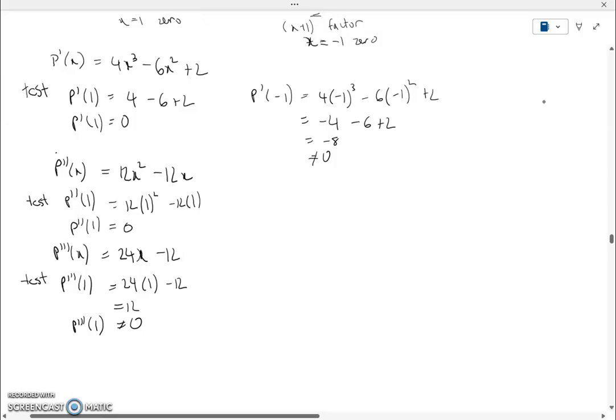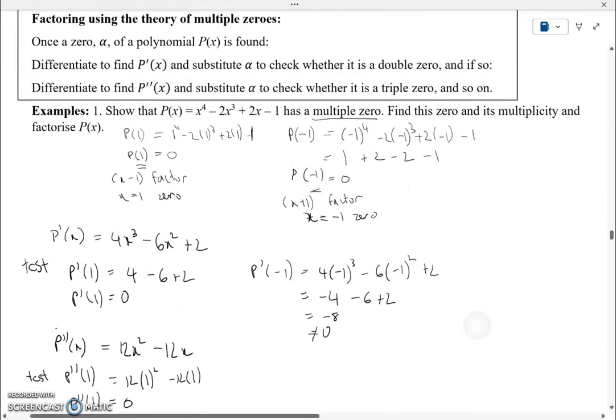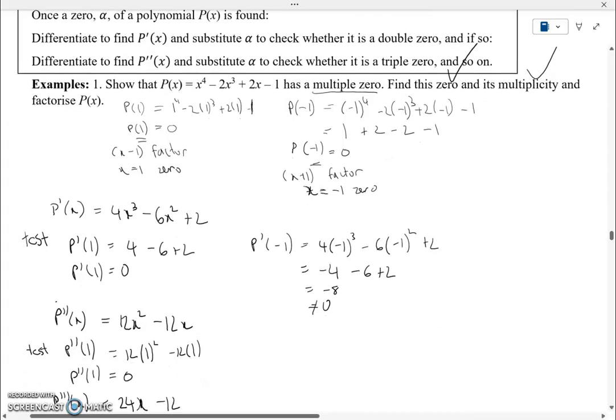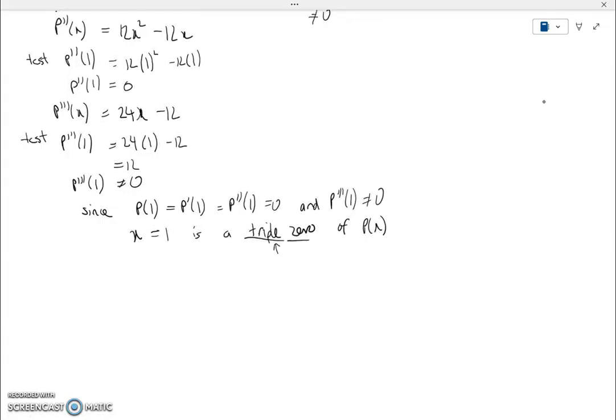So since p of 1 equals p dash of 1, which equals p double dash of 1, which equals 0, and p triple dash of 1 does not equal 0, x equals 1 is a triple 0 of p of x. So we find this 0, x equal 1, and its multiplicity, which is 3. That's the multiplicity there.